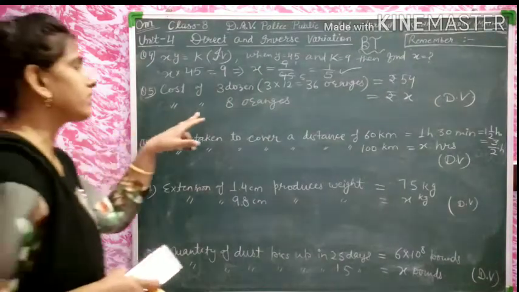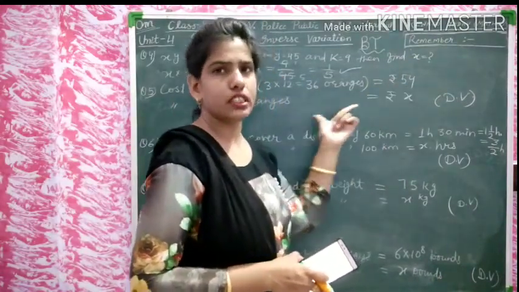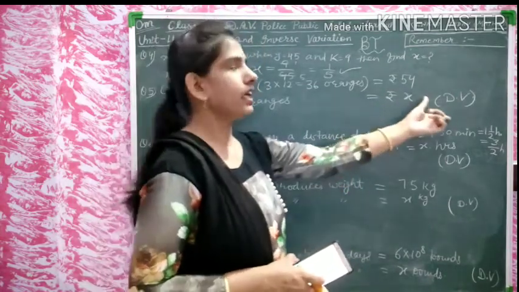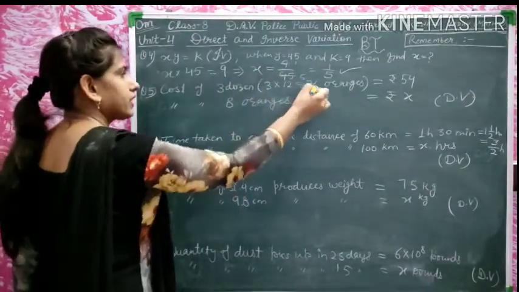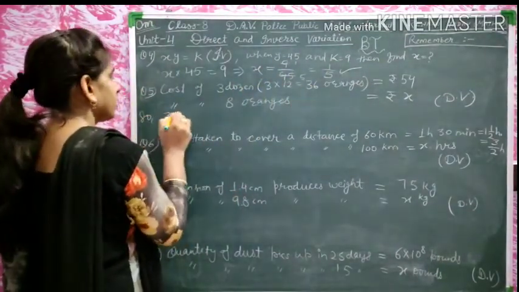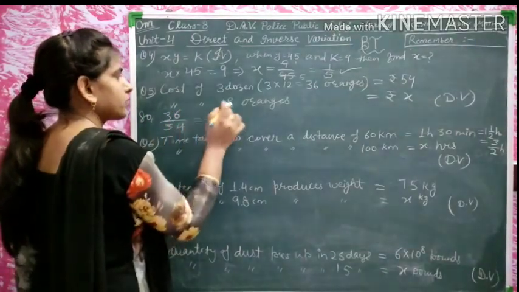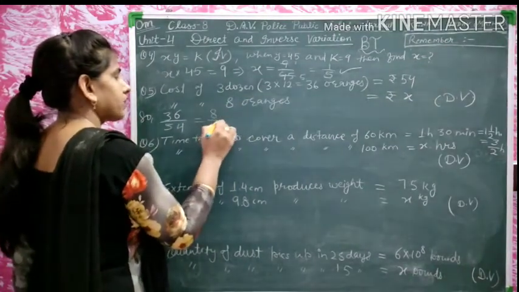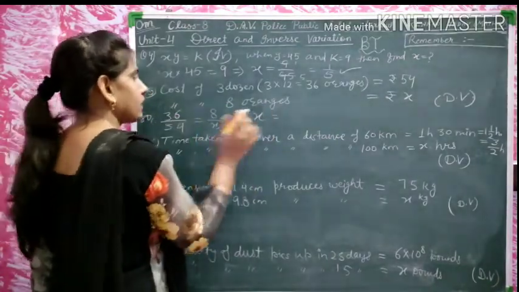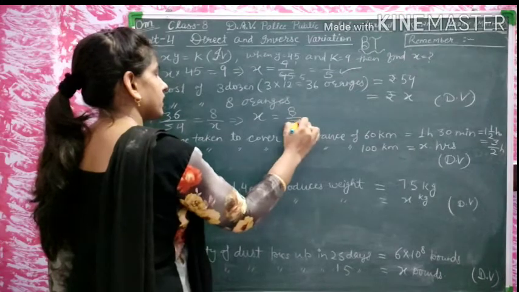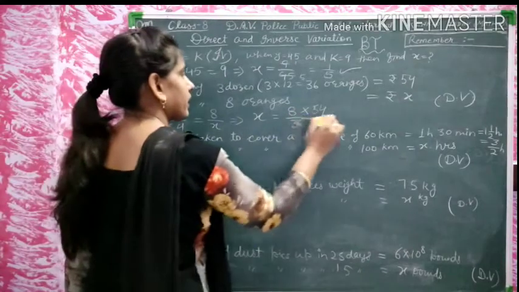So students, you are seeing there that the more oranges, more cost, but less oranges, it means less cost. There is the direct variation here. So for direct variation, the ratio of two quantities 36 by 54. So 36 by 54, ratio of two quantities is equal to the ratio of another two quantities 8 by x. It implies we have to find the value of x. This will come here, and 8 divided by 36 will come here. This is divided on that side, so it is multiplied on this side.